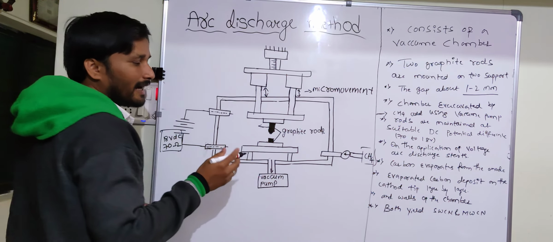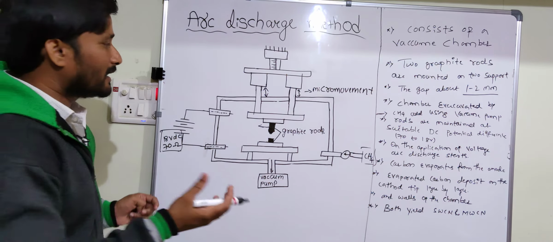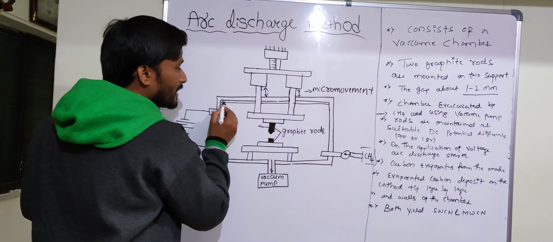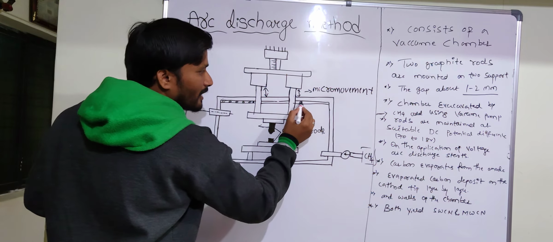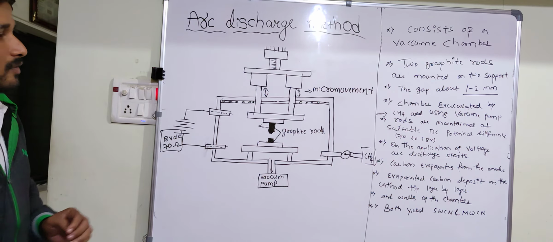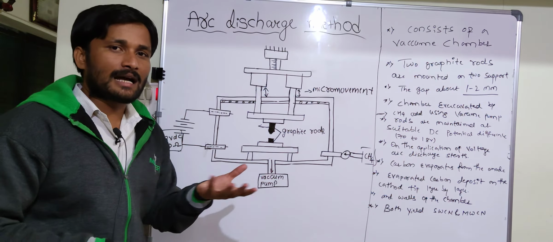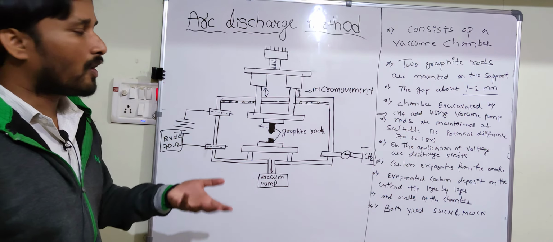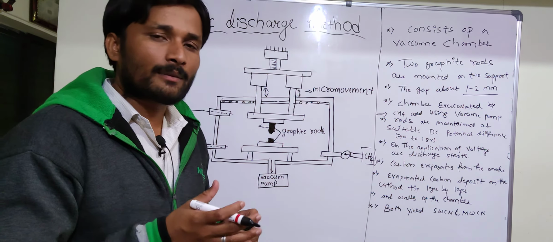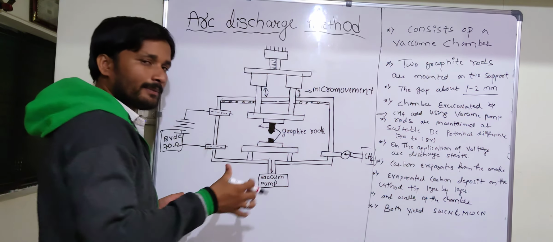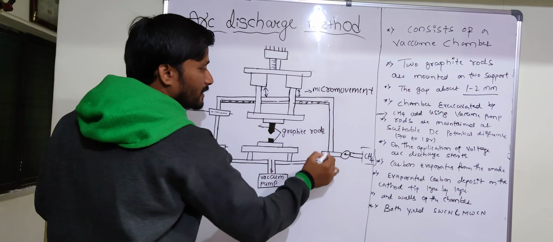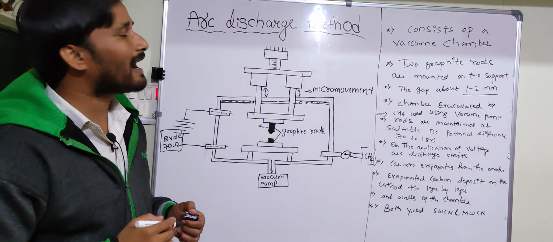Some of the carbon atoms are deposited on this wall, the wall of the chamber. So the graphite carbon nanotubes are deposited on this wall. Whatever carbon atoms are there are deposited in the form of single-walled and multi-walled carbon nanotubes. Some part of the carbon nanotubes are deposited on the cathode tip, and some part are deposited on the wall. So this is the working as well as the construction of the arc discharge method.